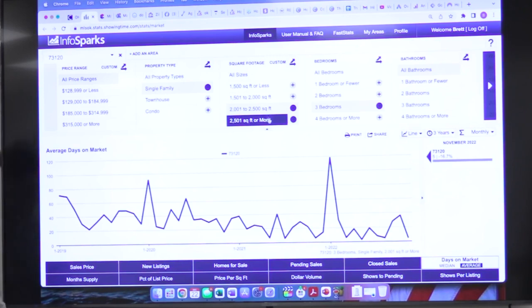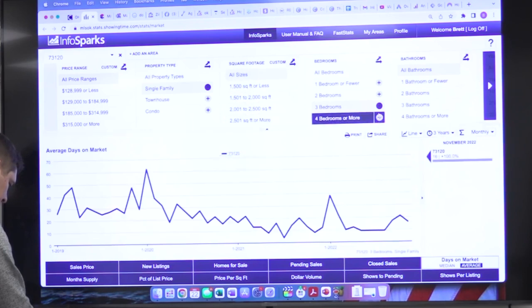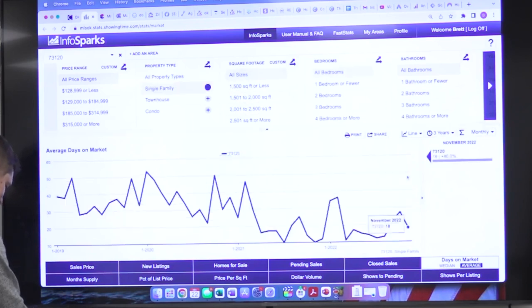So you can see it's a big variance. Must have had a couple sell. Let me just pull all this out to make it easier.